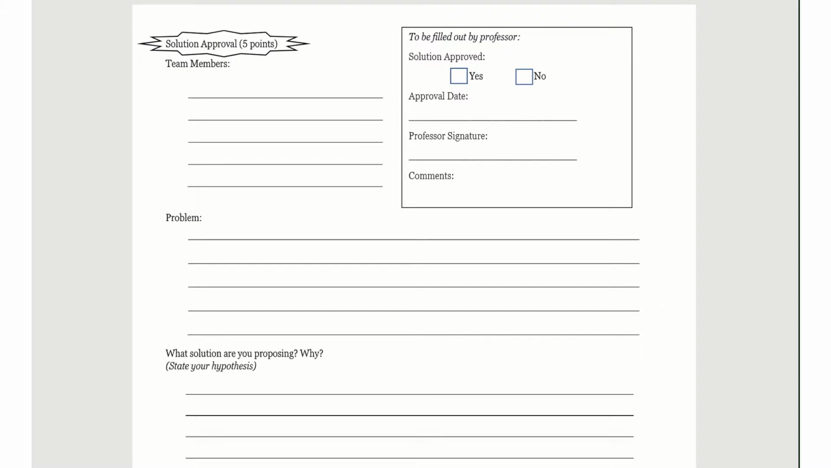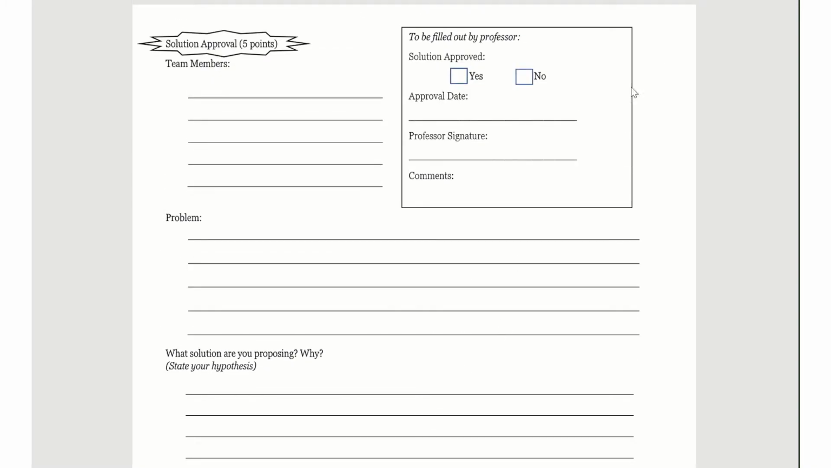So same type of thing, team member names, recap the problem that you're solving, because at this point it may have gotten a little bit more specific, and then pose your solution, state your hypothesis. This should be a little bit more in depth than your problem proposal, because now you're formulating how you're going to solve the problem. And again, the approval details are up above.